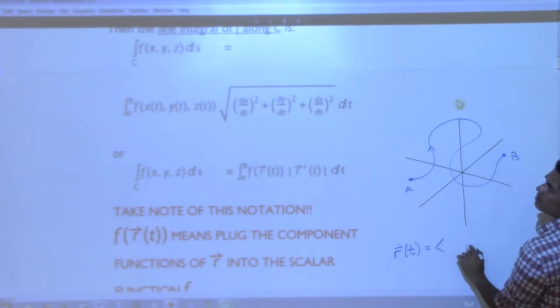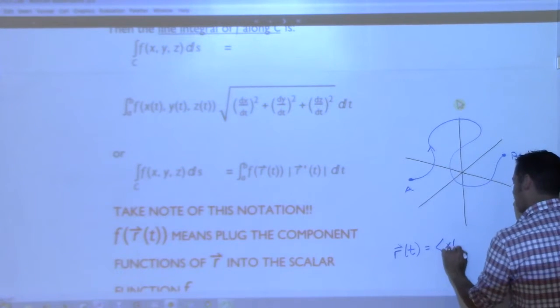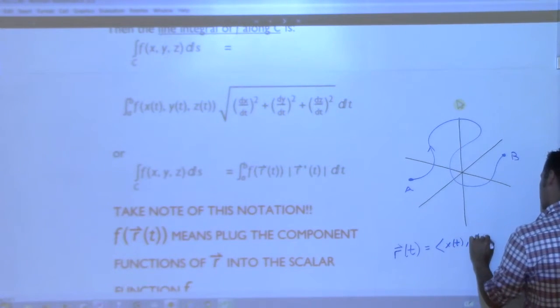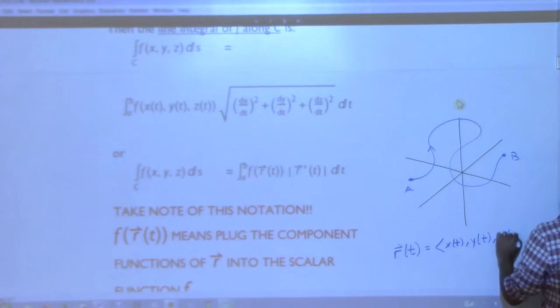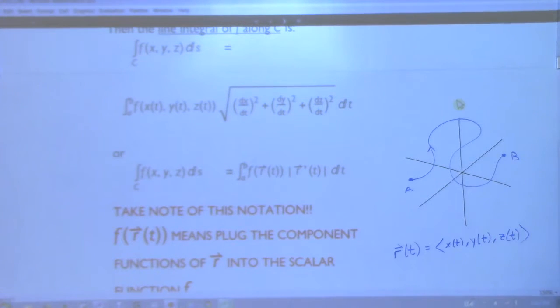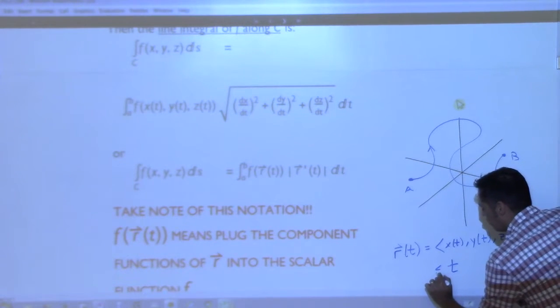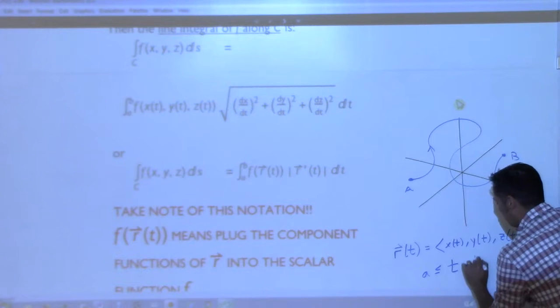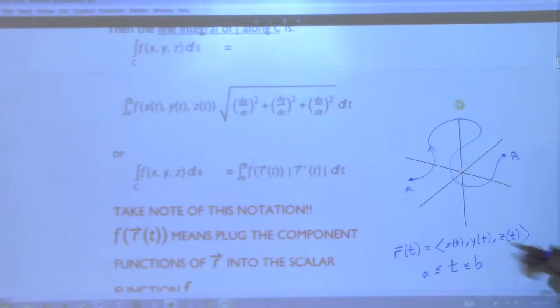What do I use there? X of t, y of t, z of t. So just different notation. I can still draw this curve from A to B using this notation instead of writing each of these out individually. And our t is still restricted between little a and little b. So if I start plugging in values of t, I start drawing this curve, right?